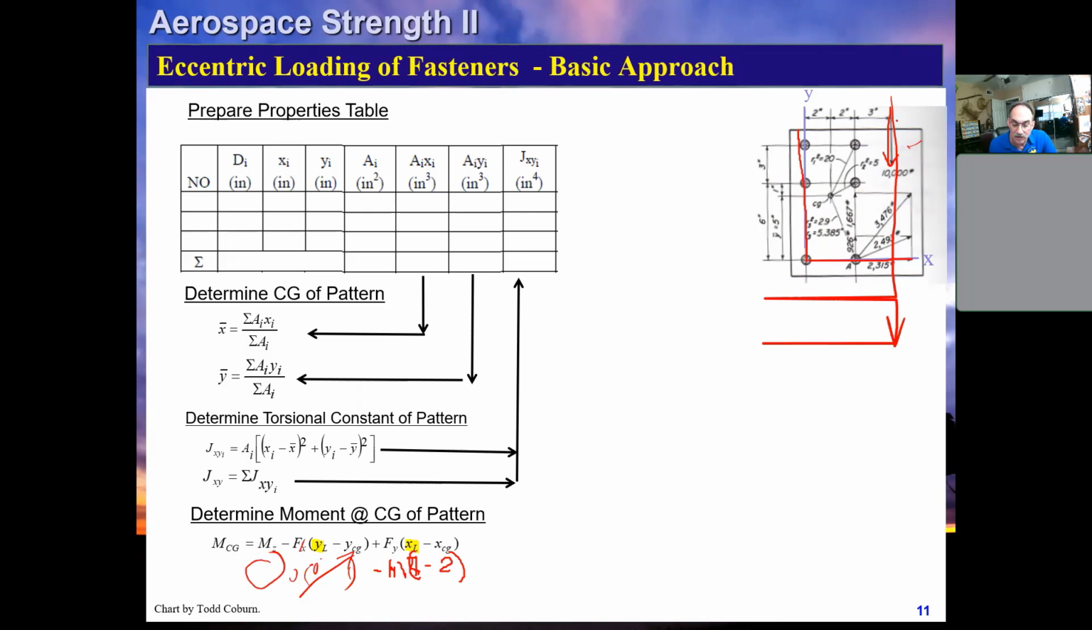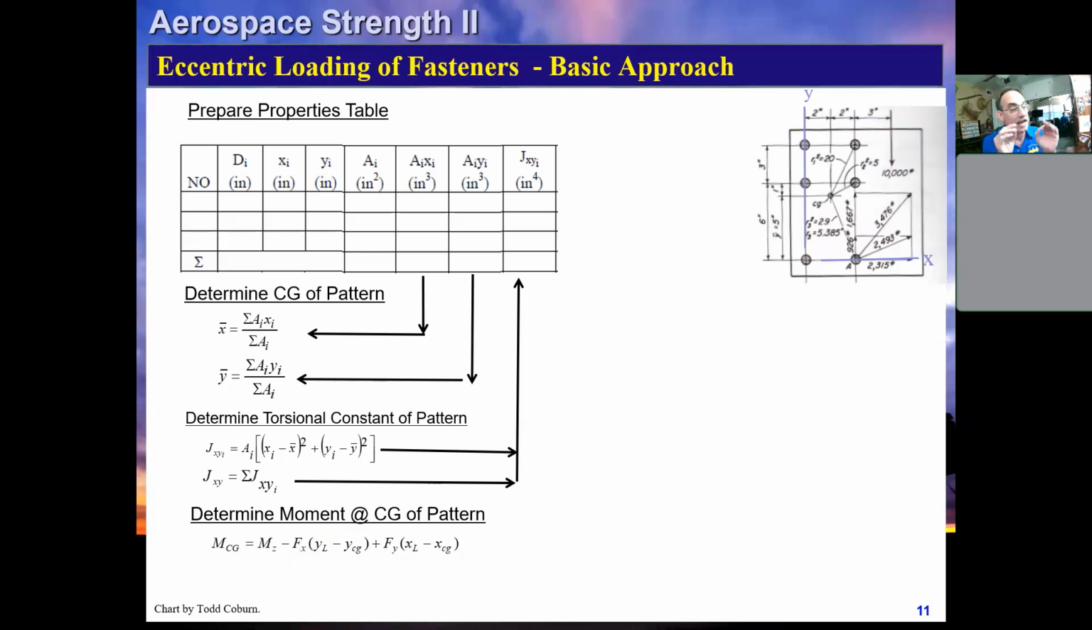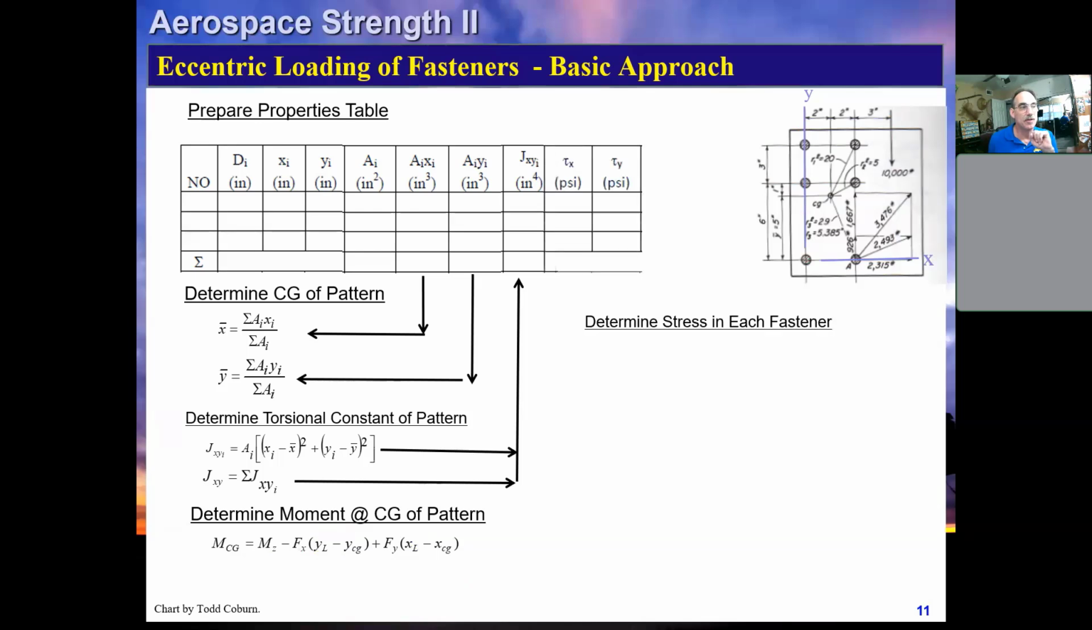Now, if there had been a moment applied, we would add that in. There is no moment applied, so this is 0, and all we end up with is this component, which defines our MZ about the centroid. That's how we can calculate the moment of this fastener pattern. If you follow my nomenclature for sign convention, you can just plug into this equation. You're going to have the full force at the centroid, and you're going to have the moment according to this equation. Once you have this, we're now ready to analyze our pattern further.